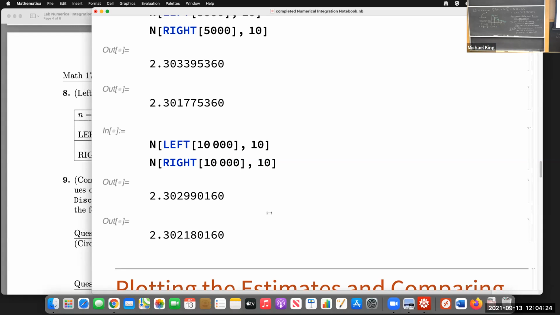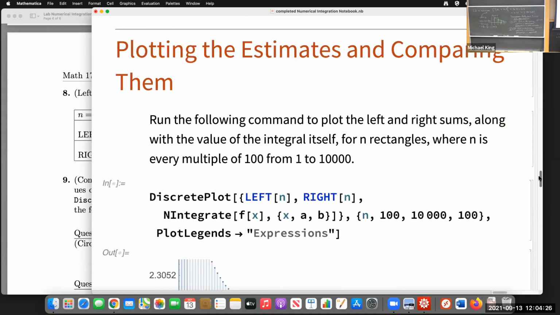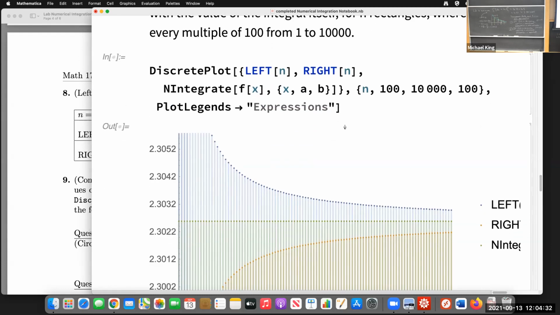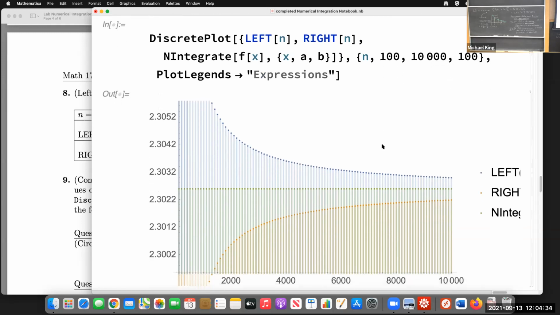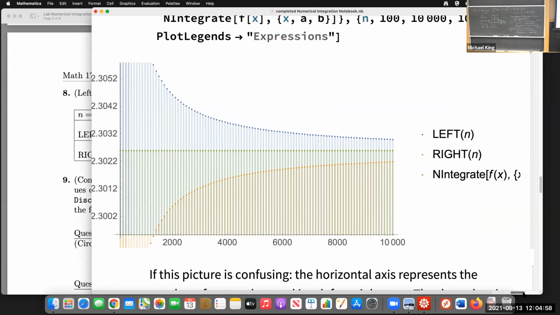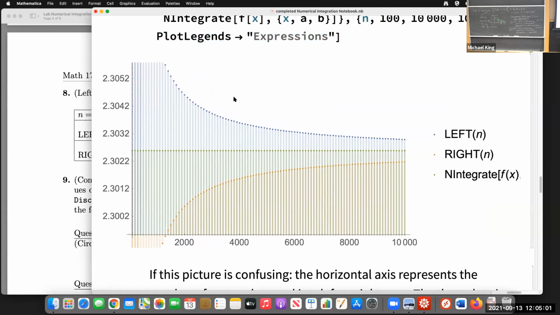Okay. And then I said you can just plot the estimates for different numbers of rectangles. So the horizontal axis here is the number of rectangles you're using. And then it's plotting the left sum for that number of rectangles, the right sum, and then the actual value in the middle. I think I asked on the handout which is which. But I discovered when I was making that video that you could actually have it tell you which is which using this plot legend. So here, you can see that the blue dots are the left sum.